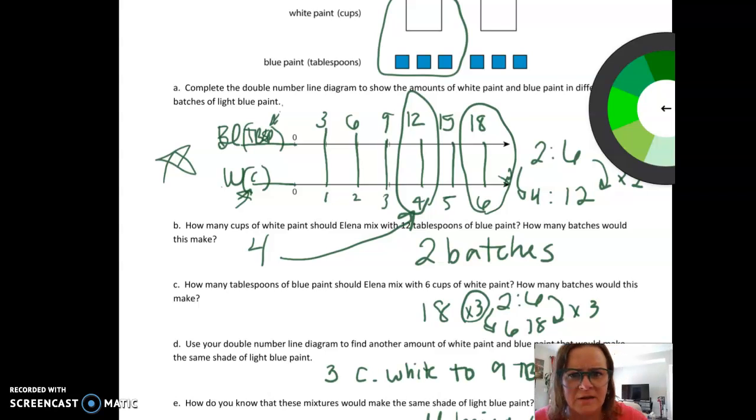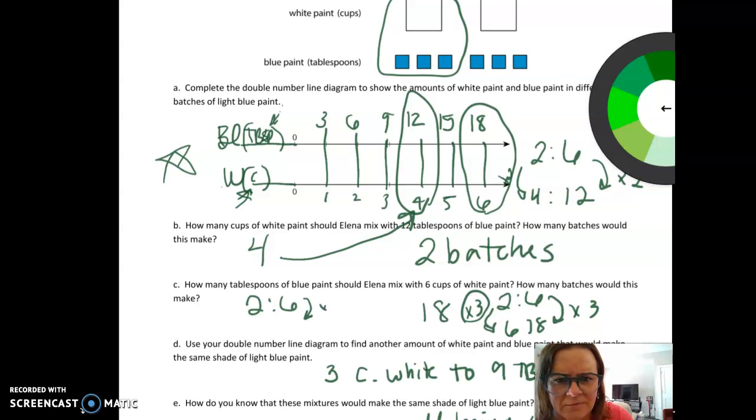I can also see that where I started with my 2 to 6 ratio, to get to my 18, I'm going to multiply by 3. And so 6 times 3 gives me 18, so then I'm going to multiply my 2 times 3 to get my 6.